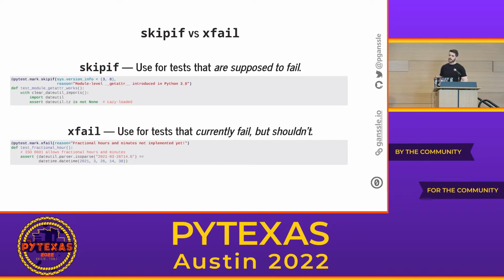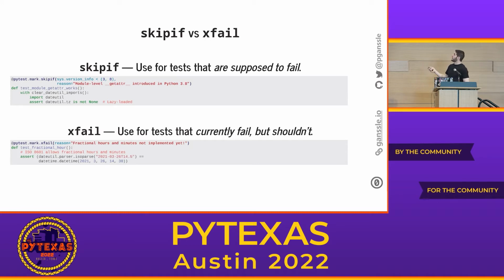The semantic difference is related to this, but it's a bit subtler, right? With skipif, you're saying these tests are supposed to fail, which is why you're basically always going to be using skipif with a conditional. So it's for something like this, where in dateutil we added lazy loading for submodules, but it uses some features that are only present in 3.8 and above, and we still support older versions of Python. So we say, okay, we're not expecting these tests to pass on Python 3.7, and there's never going to be a point where we backport this feature into Python 3.7. So I'm just going to permanently have this skip on this test until we stop supporting Python 3.7.